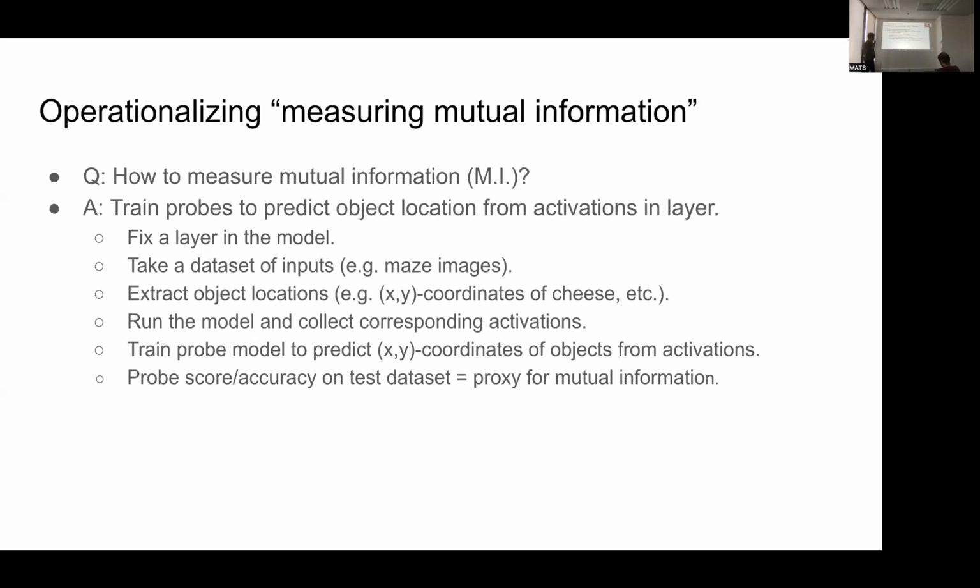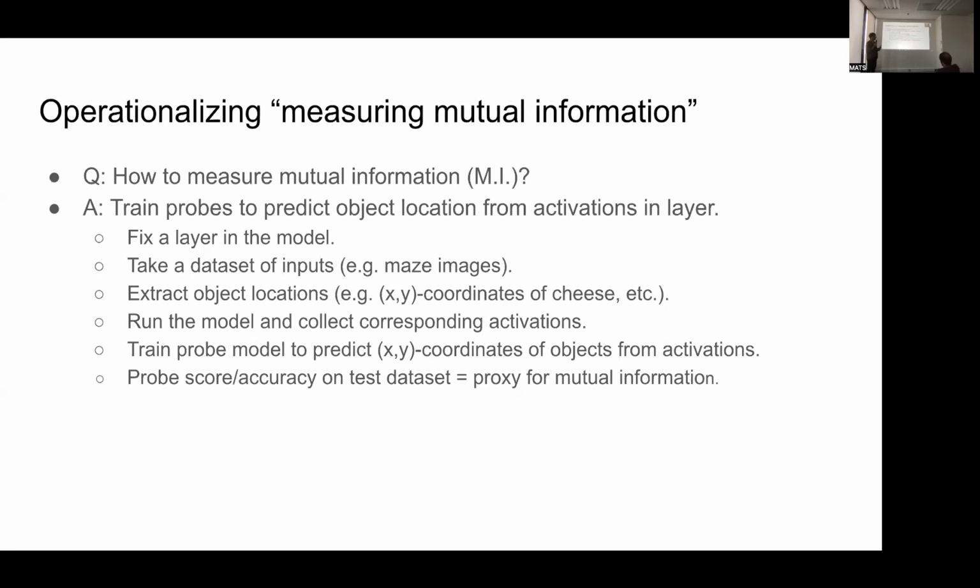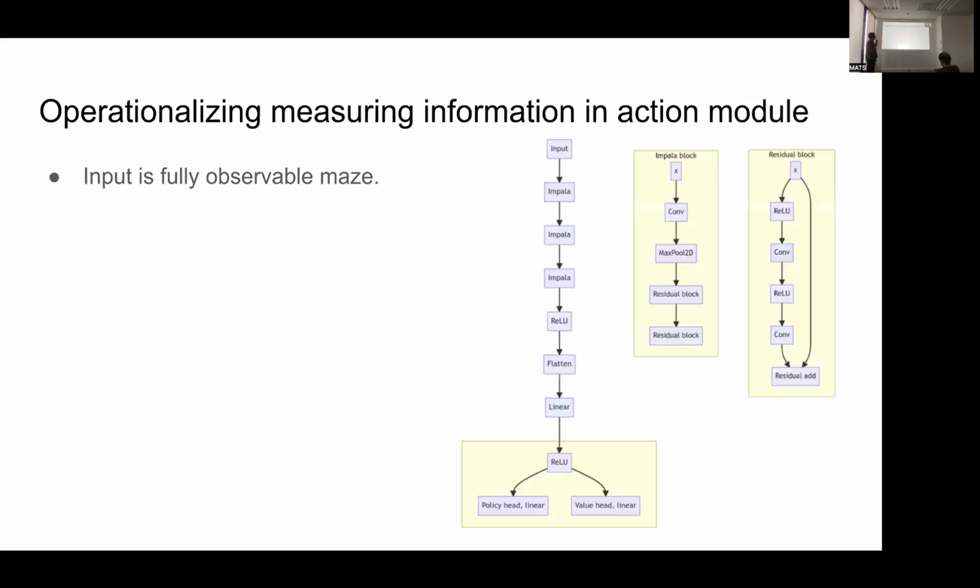And then the idea here is that the probe score or accuracy on the test data set serves as a proxy for mutual information. So if the probe is able to predict pretty accurately the location of the cheese, say, then it means that those activations must contain some information about the location of the cheese.